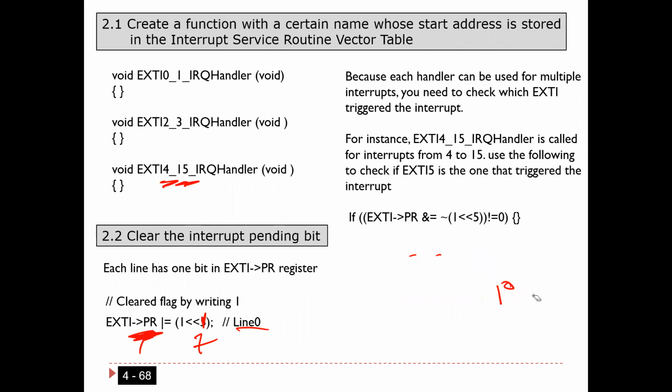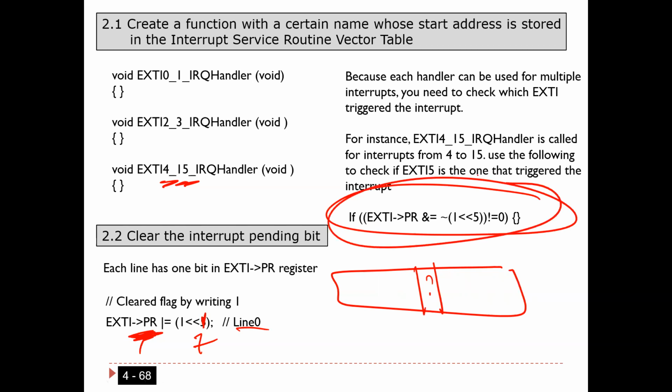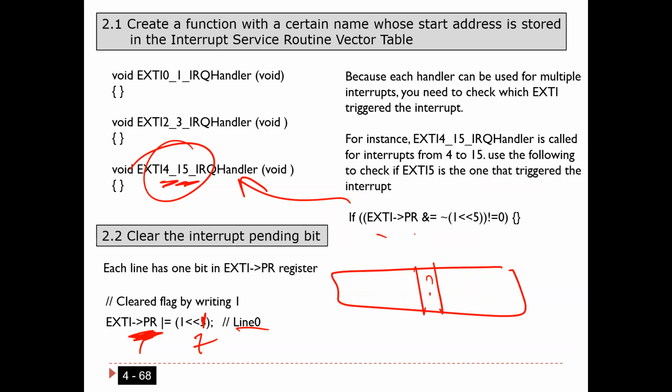You told us you can check where is the source of the interrupt. That's okay. All you have to do, look, guys, if I want to check, for example, if the interrupt is coming because of 4, all you have to check is if there is 1 here or not. That's it. This function is going to be called if you have interrupts from 4 to 15, right? So I want to know which interrupt triggered this one. You can do something like that.